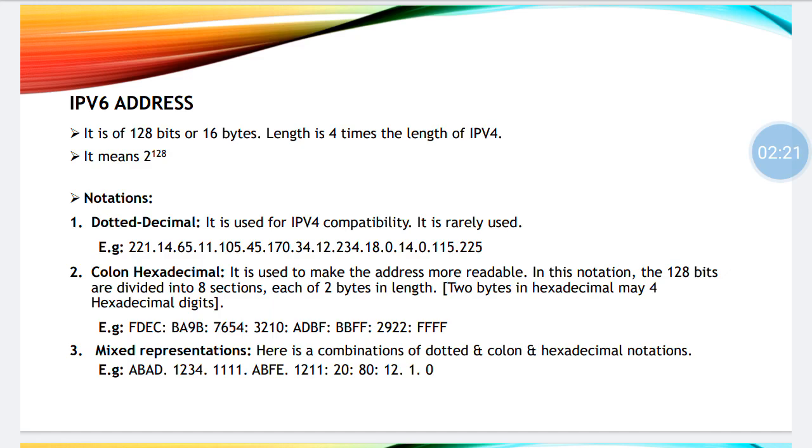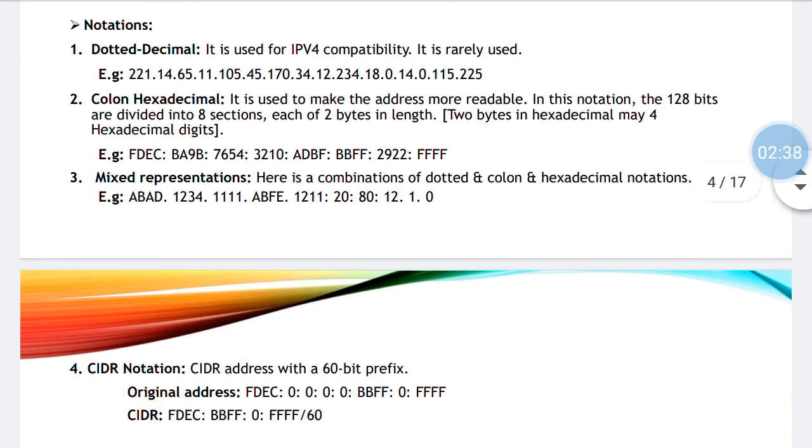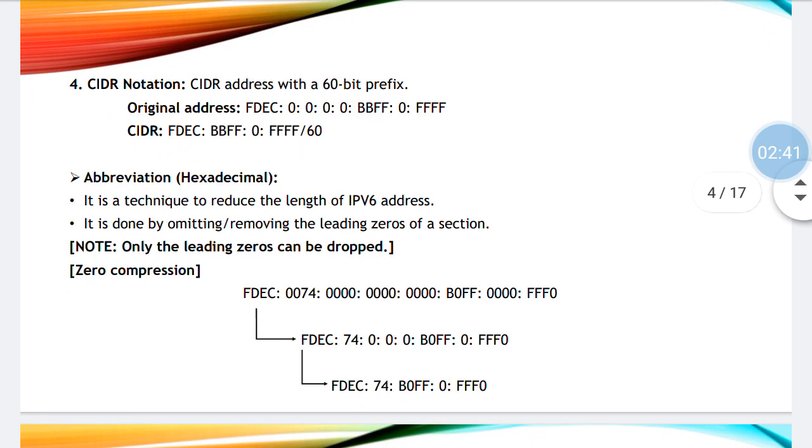Coming to the next notation of IPv6, we have mixed representation. Here it is a combination of dotted and colon hexadecimal notations, as you can see in the given example. Again, it is also rarely used, like dotted decimal for IPv6. Coming to CIDR notation, as you can see, the original address has FDEC 0000 BBF0 F. Now it can be reduced. Now how it can be reduced, for that we have to see the next topic, abbreviation of hexadecimal.